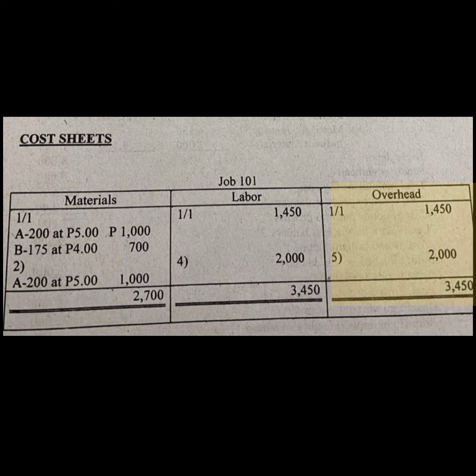So, for the materials, we have a total of 2,700 pesos. For the labor, 3,450 pesos. And for the overhead, 3,450 pesos as well.